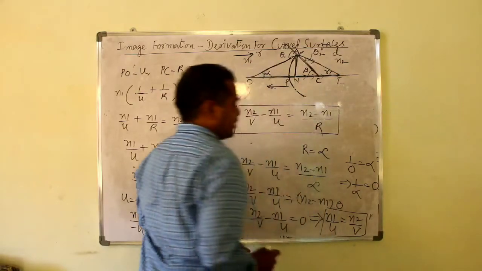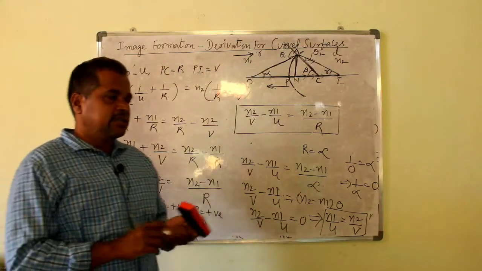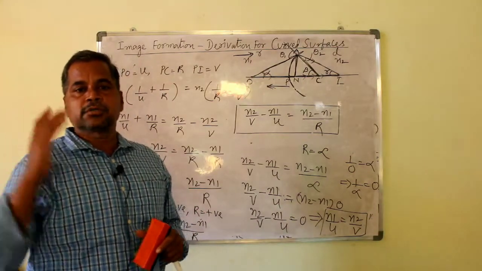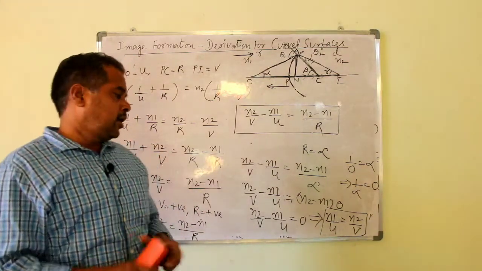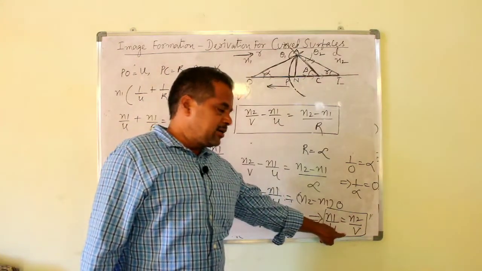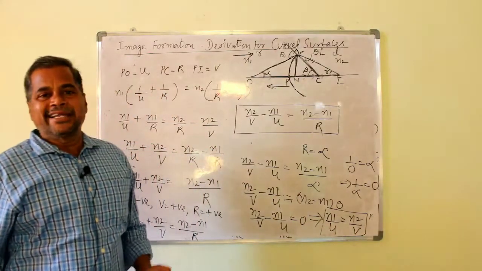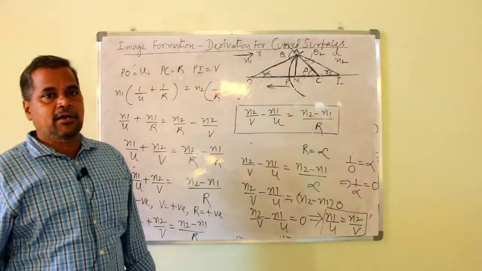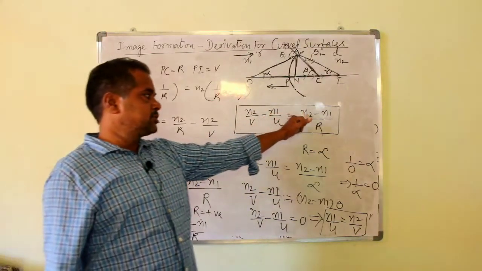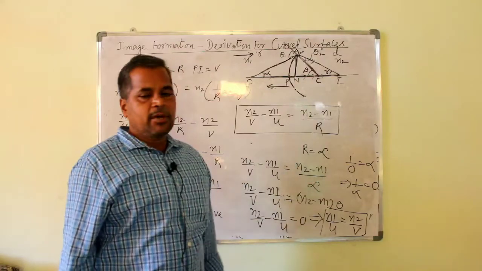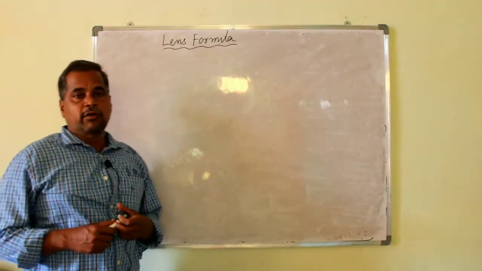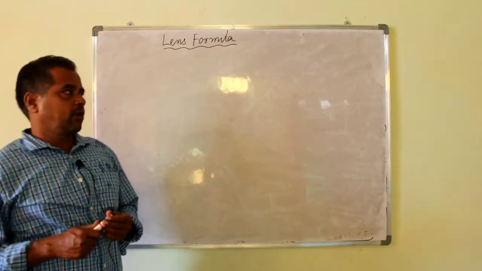When the light ray travels from one transparent medium to another and the interface of both media is plane, we apply the formula n1 by u is equal to n2 by v. If the interface is curved, we apply the formula n2 by v minus n1 by u is equal to n2 minus n1 by R. Now we are going to derive one more formula, that is the lens formula.